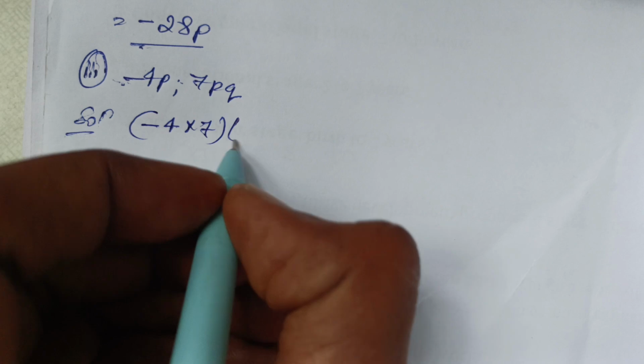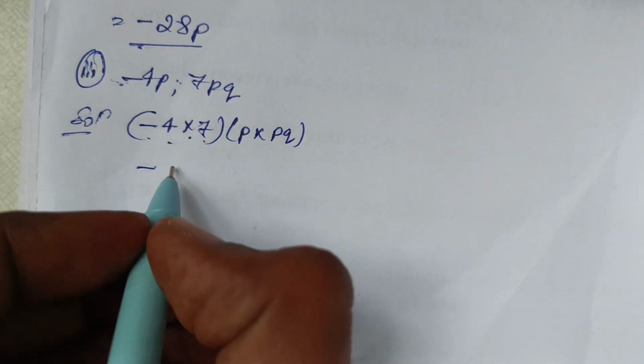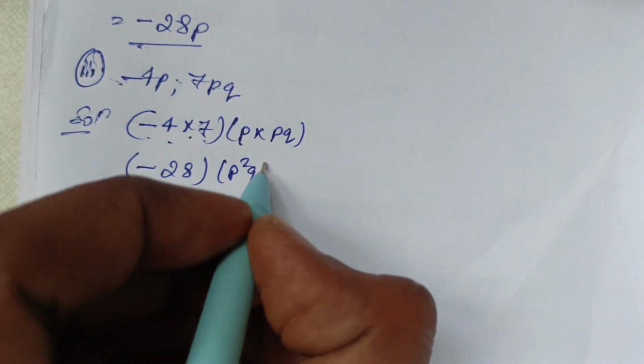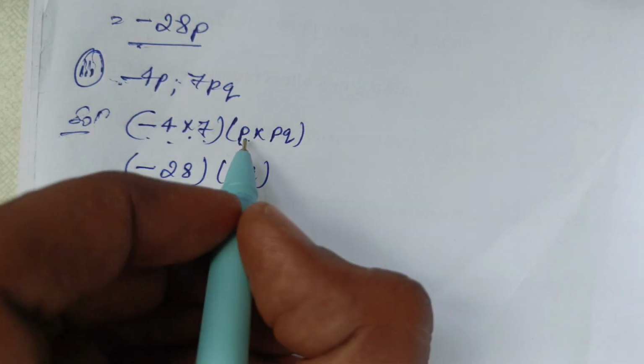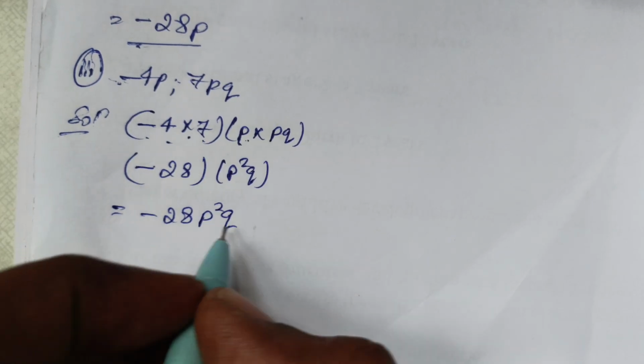So minus 4p comma 7pq. Minus 4p comma 7pq. So let's solve. Solution. This can be written as minus 4 into 7 into p into pq. So minus into plus is minus, 7 4s are 28. p into p is p square, q as it is we write because there is no other term with q. So we will multiply this as 1 into pq. Therefore minus 28 p square q is the answer.